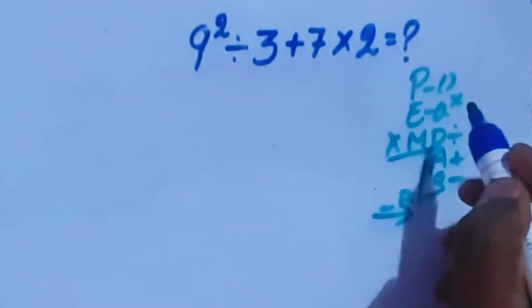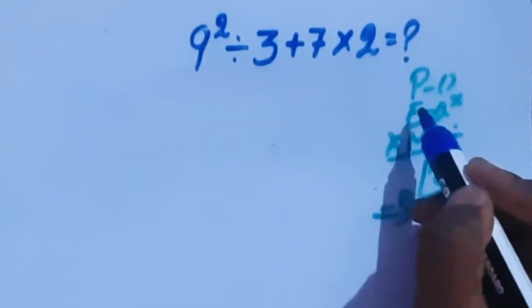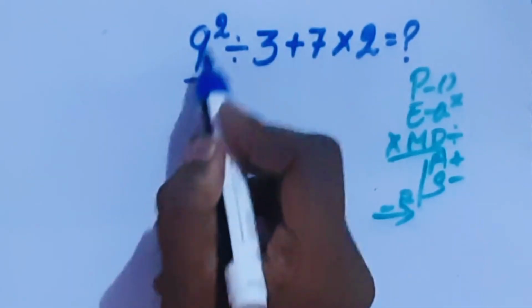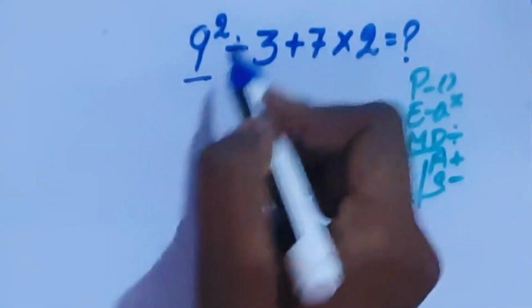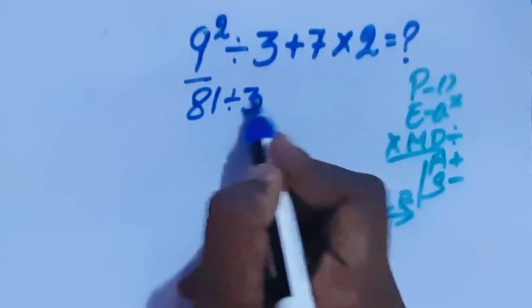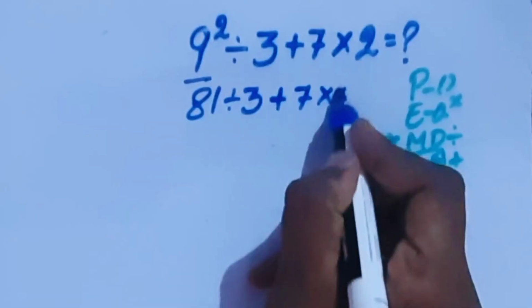Here as per this order of operations PEMDAS, the bracket is higher priority. In this problem we don't have a bracket, so we are moving to the next priority, the exponent. So we have here 9 to the power of 2. So we have to do this before this operation. Here 9 squared is 81, divided by 3, plus 7 times 2.